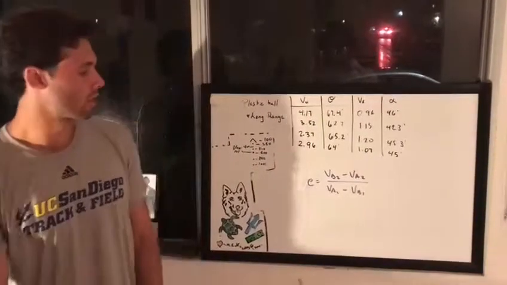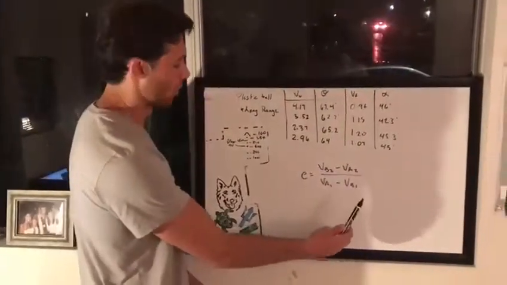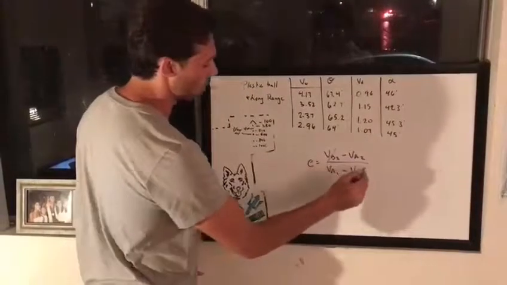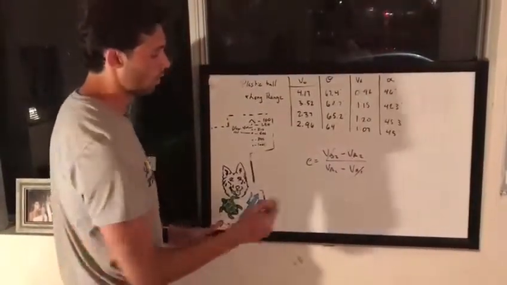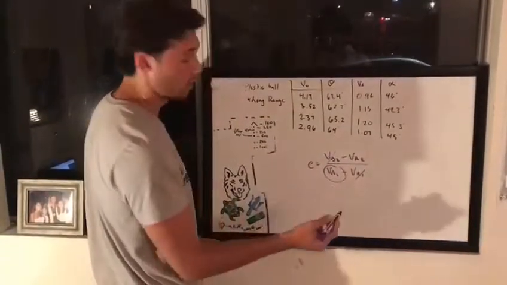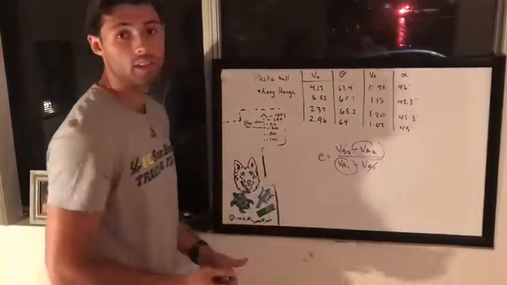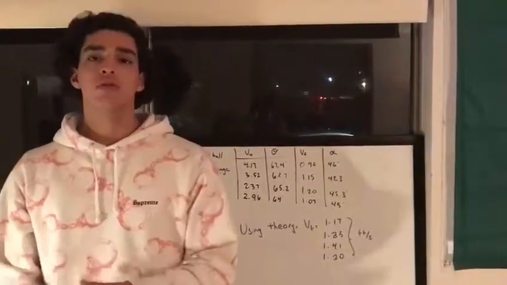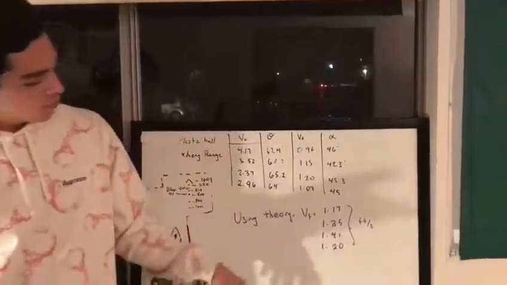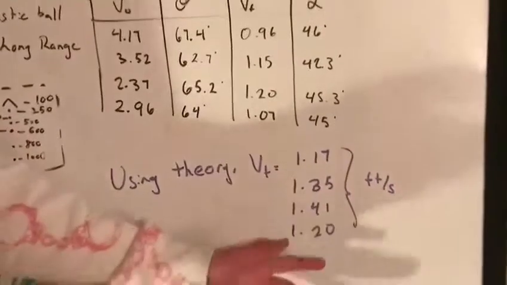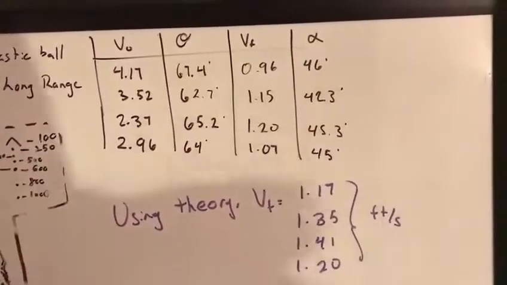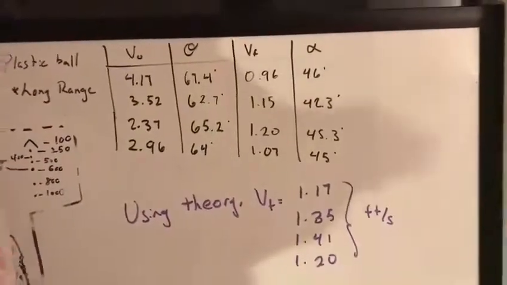To calculate the final velocities, we use the coefficient of restitution formula. Here we know that VB2 and VB1 is 0 because the plate is fixed, and we're given VA1, which makes it very easy to calculate VA2 given the angles of incidence. Using the equation for the coefficient of restitution, we obtained these values for VF, which are all in feet per second. As you can see, they are similar to the experimental values.